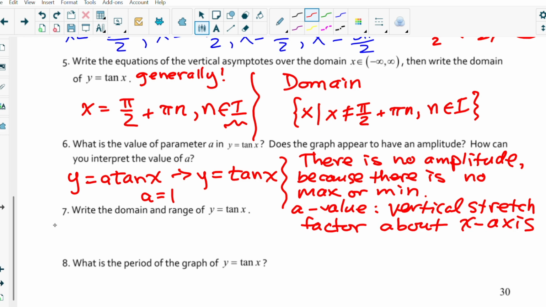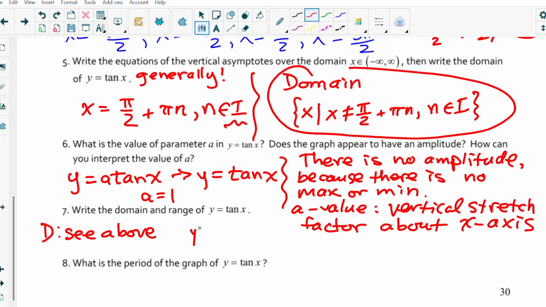What about the domain and range? The domain, see above. And then the range is y such that y is an element of all real numbers. We can clearly see on the graph that it goes through all y values up and down.